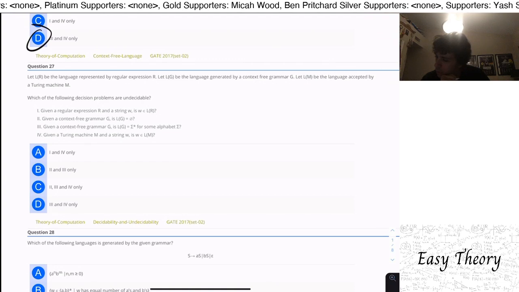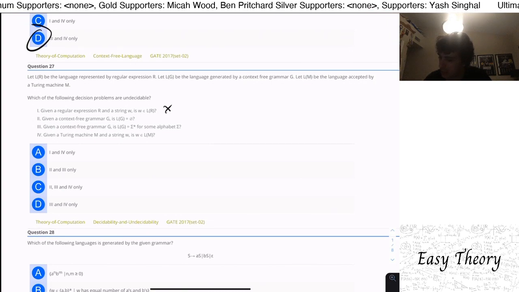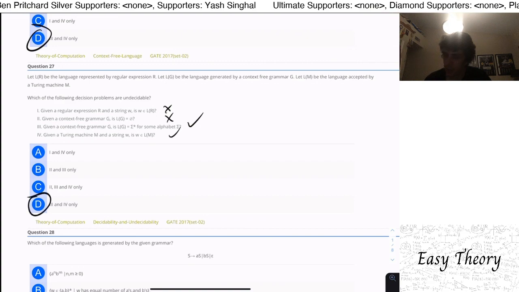Which of the following are undecidable? Given a regular expression, that's not undecidable, that is decidable. Is the grammar's language empty? No, that is decidable. Given a CFG, is it equal to sigma star? That is undecidable. Given a Turing machine, is it in there? Yep. So it's 3 and 4 again. So I think this one's also D. Good.